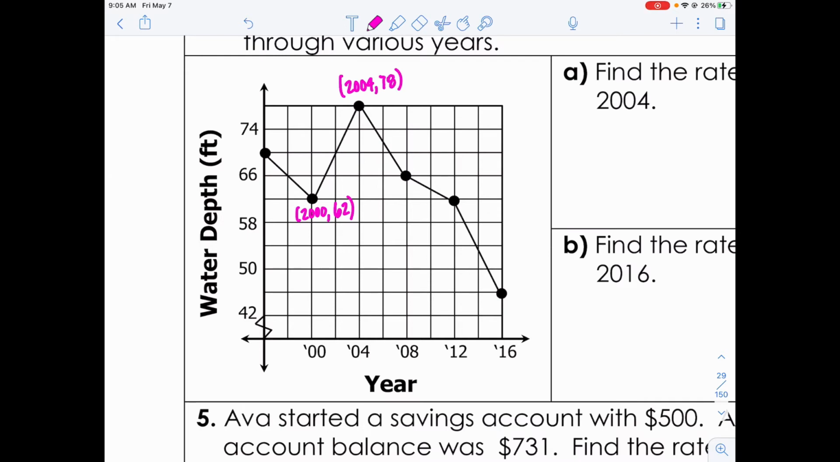Over here, the ordered pair is 2008. And the y value on that one is 66. My next ordered pair would be 2012, and the y value is again 62. And then last but not least, this is the year 2016, and the y value is 46.